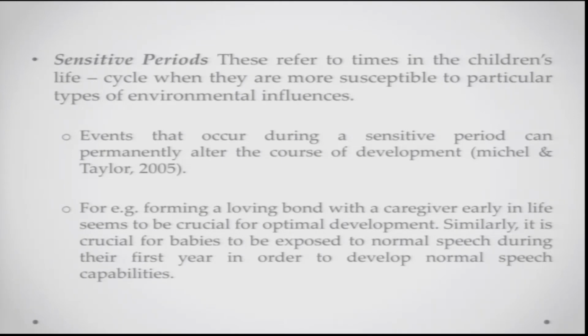Similarly, it is also very crucial for babies to be exposed to normal speech during the first year in order to be able to develop normal speech capabilities. If you remember, I've talked to you about this in much detail when we were doing the acquisition of language. There were, I think, a couple of lectures where I talked about these things. So this is the concept of critical period. If the child does not receive human speech during the first 1 year, 1.5 years of life, they will not be able to acquire the phonological characteristics and then language eventually.